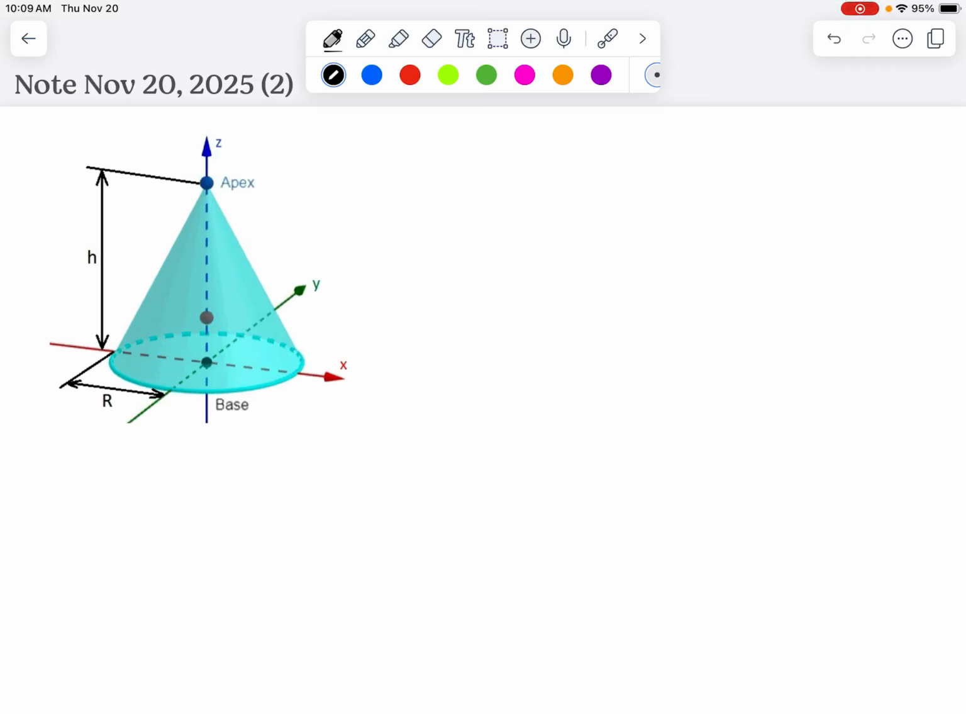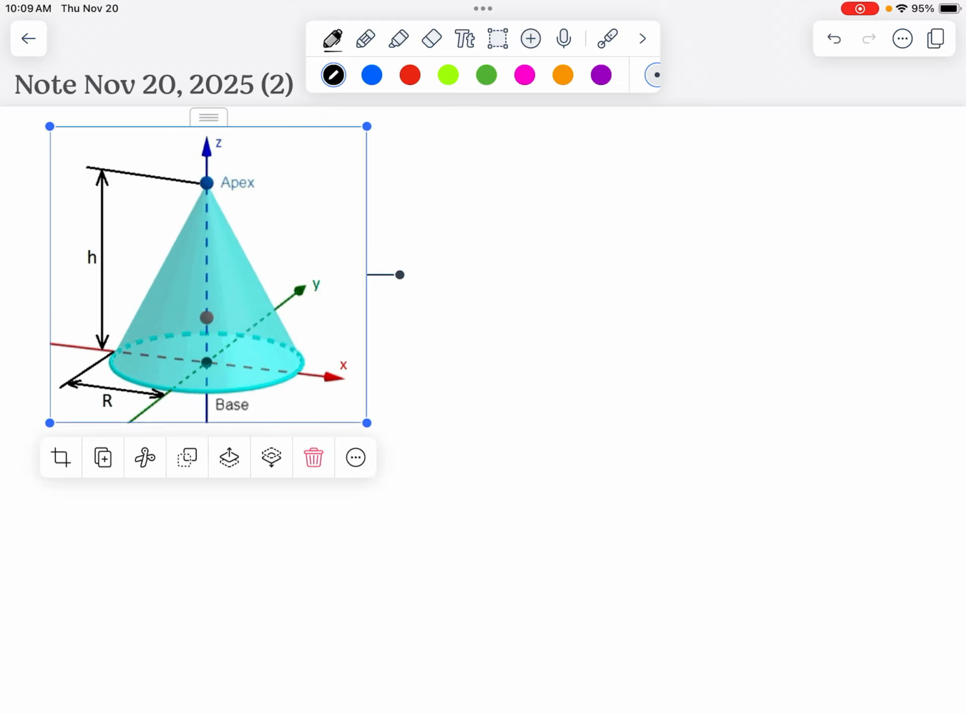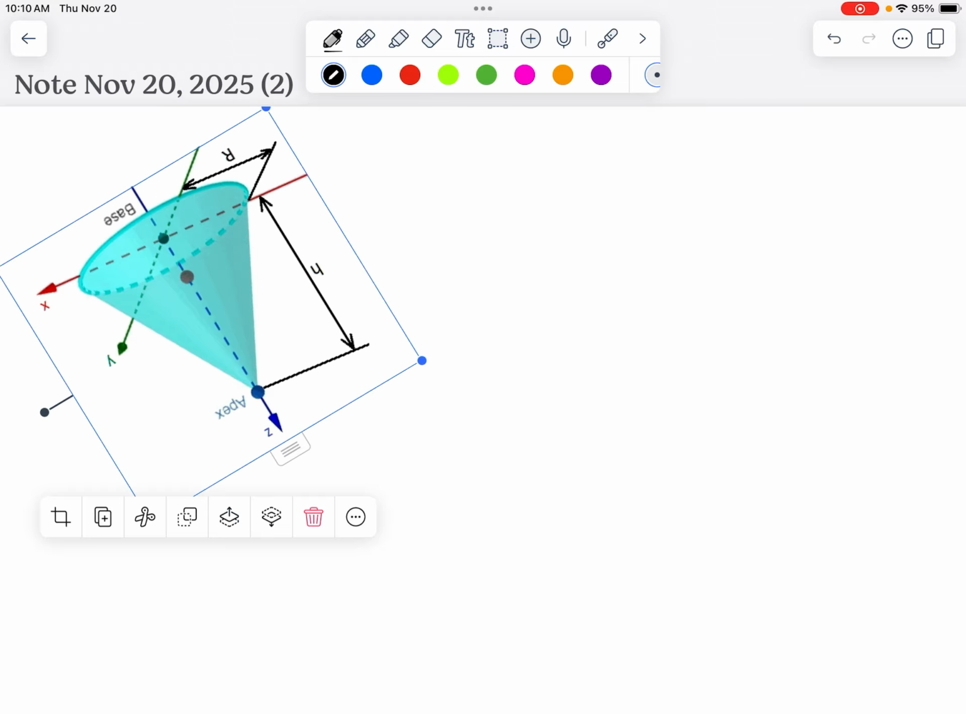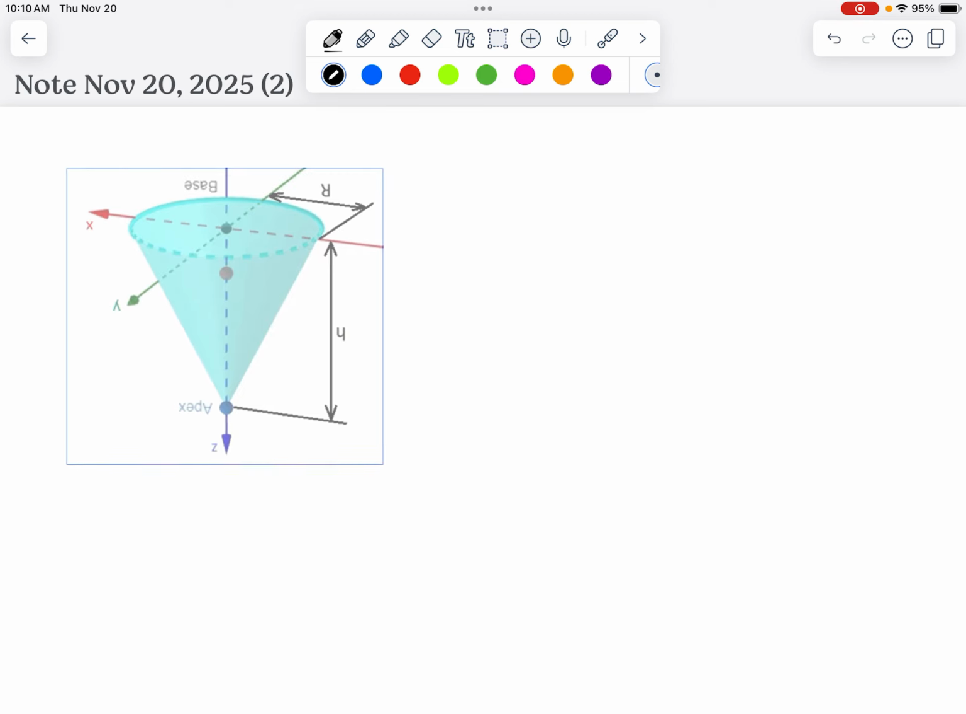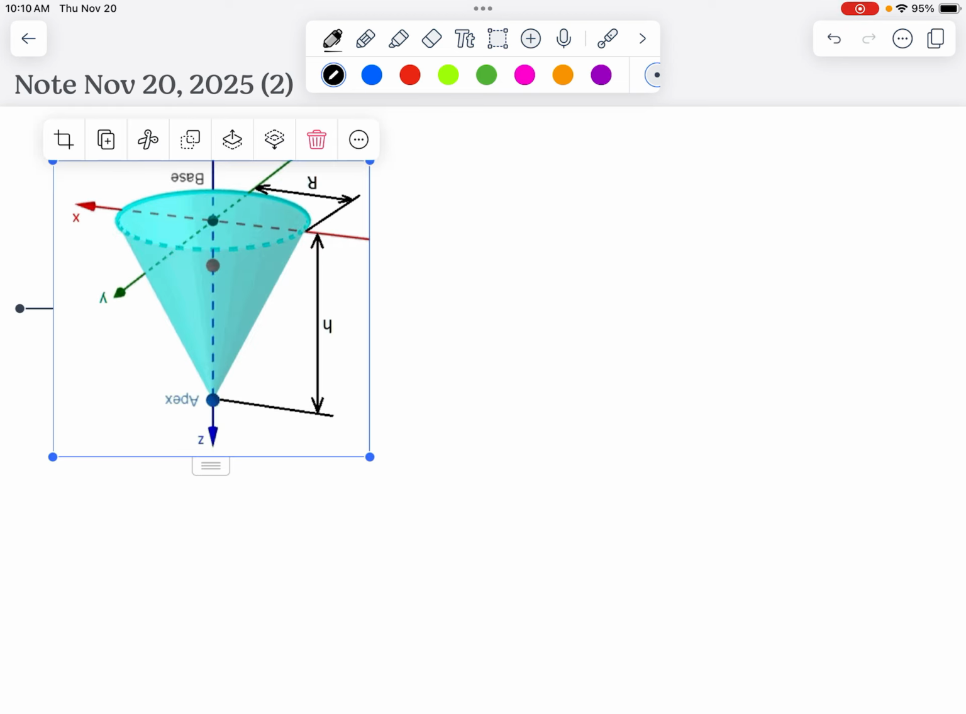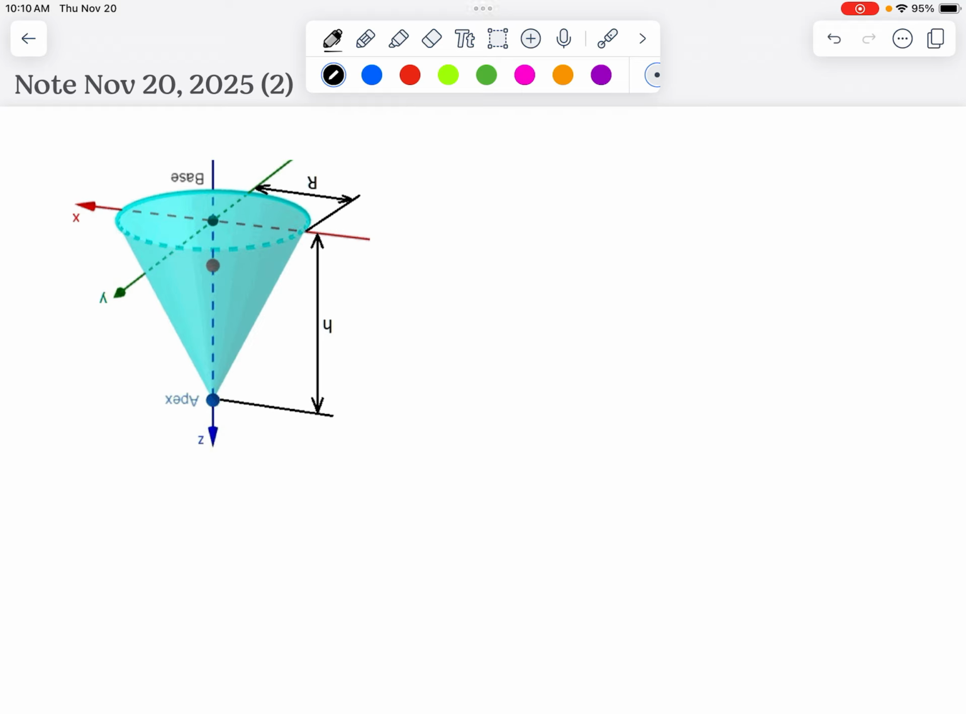Okay, today we're going to find the center of mass of a solid cone of uniform density. It's actually easiest geometrically to do this with the cone in this orientation. It just makes the setup easier, the geometry of it. So that makes this H, this R.